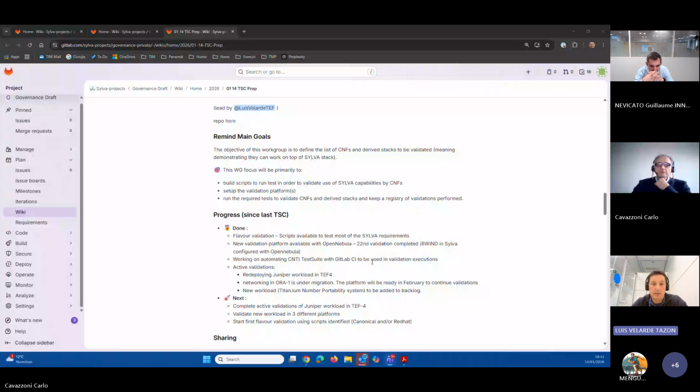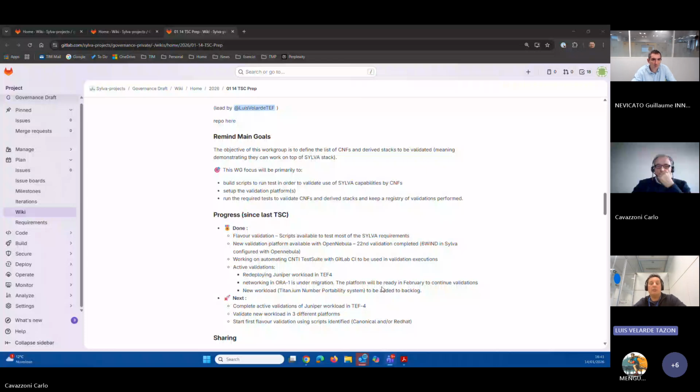And the active validations that we have: the Juniper one that we are working on, we are redeploying it because we have one issue, and we are redeploying it in the TEF4, one of the validation platforms that we have. So we expect to have this completed in the next 2 weeks. Aura 1, the platform Aura 1, is in another migration process of the networking. So the validations there have been stopped so far, and they will be reconvened in February.